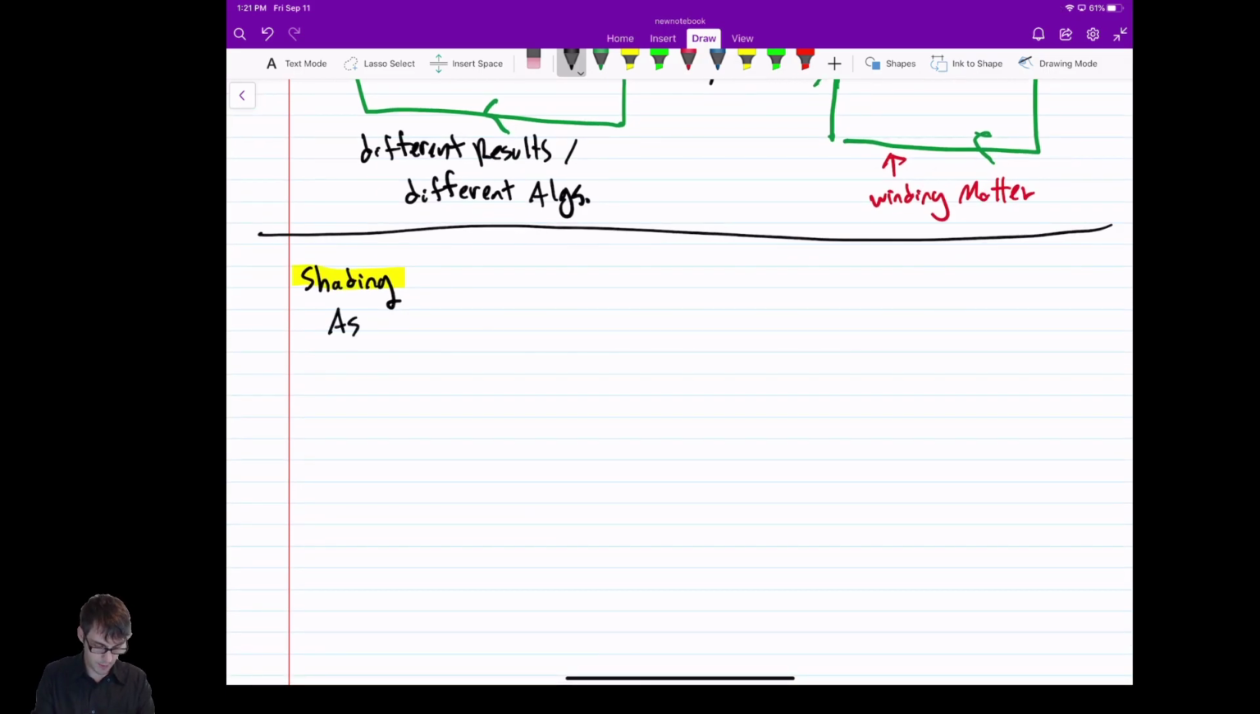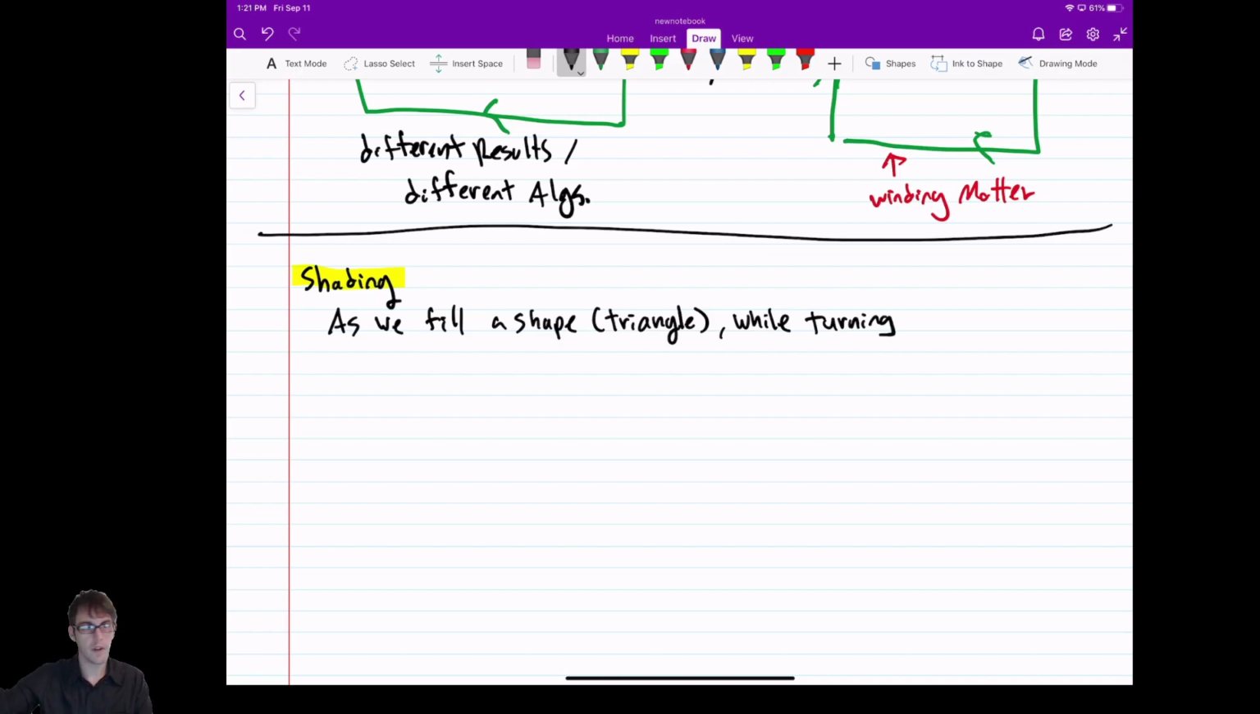So as we fill a shape, and I'm going to say triangle now because I hope I've convinced you, let's just stick to triangles. While we're turning the pixels on and off, we can make another decision too. We don't just need to turn the pixels on or off, right? We can set its color.